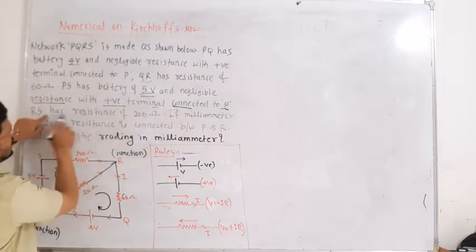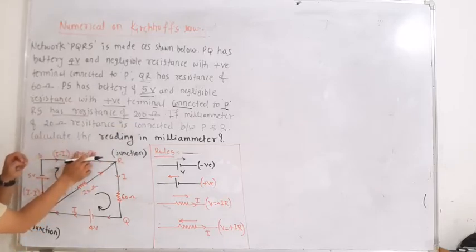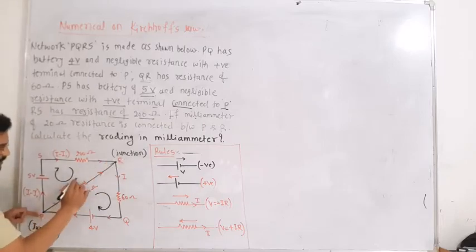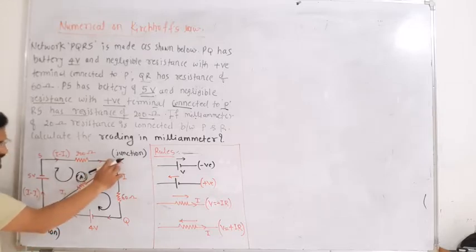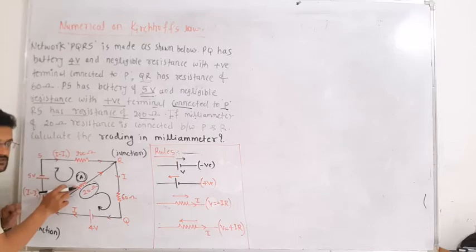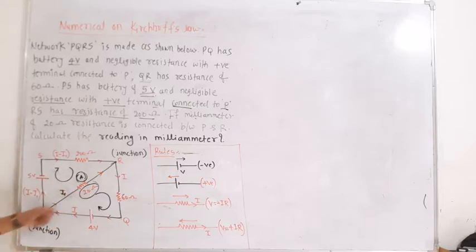And then RS has a resistance of 200. Next, if a milliammeter is connected between P and S, how much will it read, or what is the current in this segment? The ammeter has a resistance of 200 ohm. Instead of simply writing an ammeter, they have given the resistance of the ammeter itself. So what is I1? You have to find the current in this circuit.